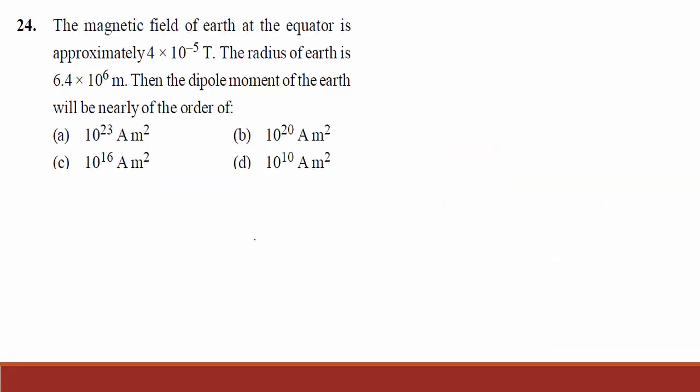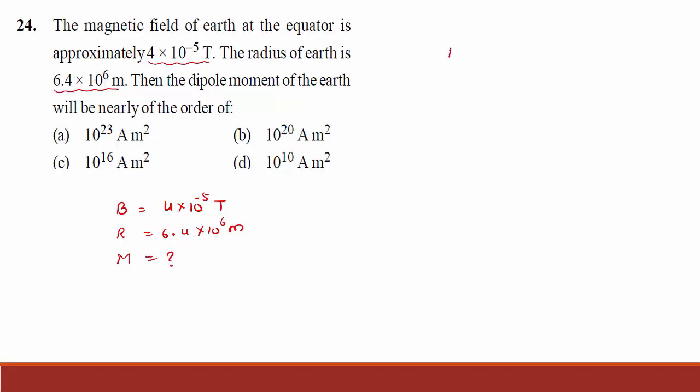The magnetic field of Earth at the equator is approximately 4 into 10 raised to minus 5 Tesla. The radius of Earth is 6.4 into 10 raised to 6 meter. Then the dipole moment of the Earth will be nearly of the order of. So here the magnetic field of the Earth at the equator is given, that is B equal to 4 into 10 raised to minus 5 Tesla. The radius of the earth is given, R equal to 6.4 into 10 raised to 6 meter. Now we have to find the dipole moment of the earth, that is capital M.